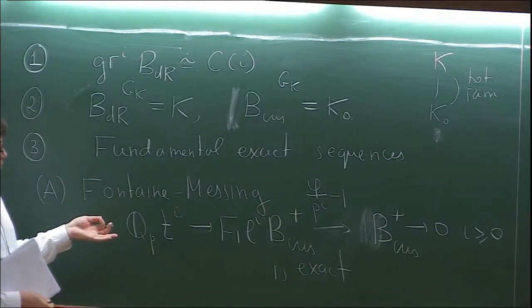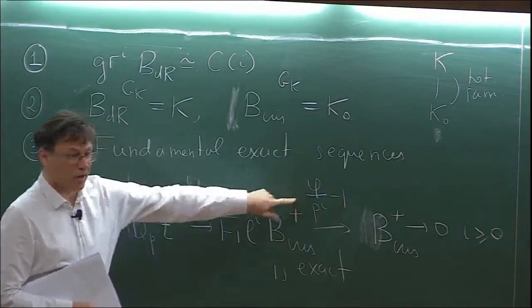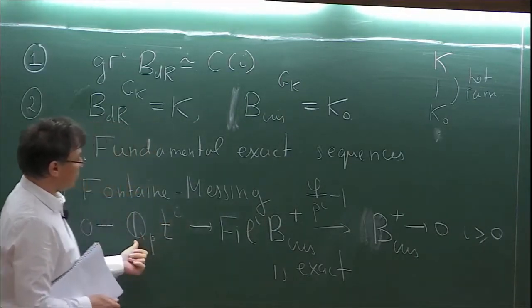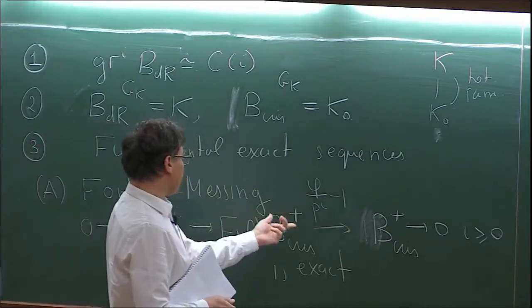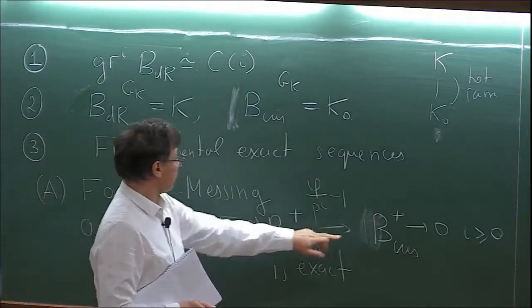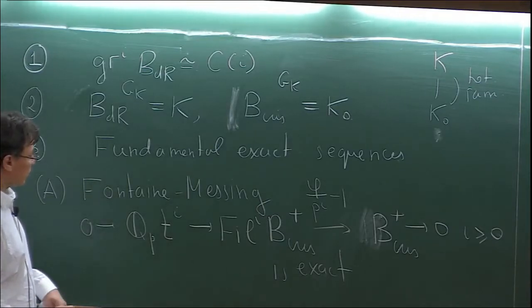Here the only immediate thing is that this term lives in the kernel of this map, just because we know the action of phi on t. So we immediately see that this lies in the kernel of this map. This is again the filtration induced from B_dR. The surjectivity and the exactness in the middle term are not obvious; this is a delicate proof.